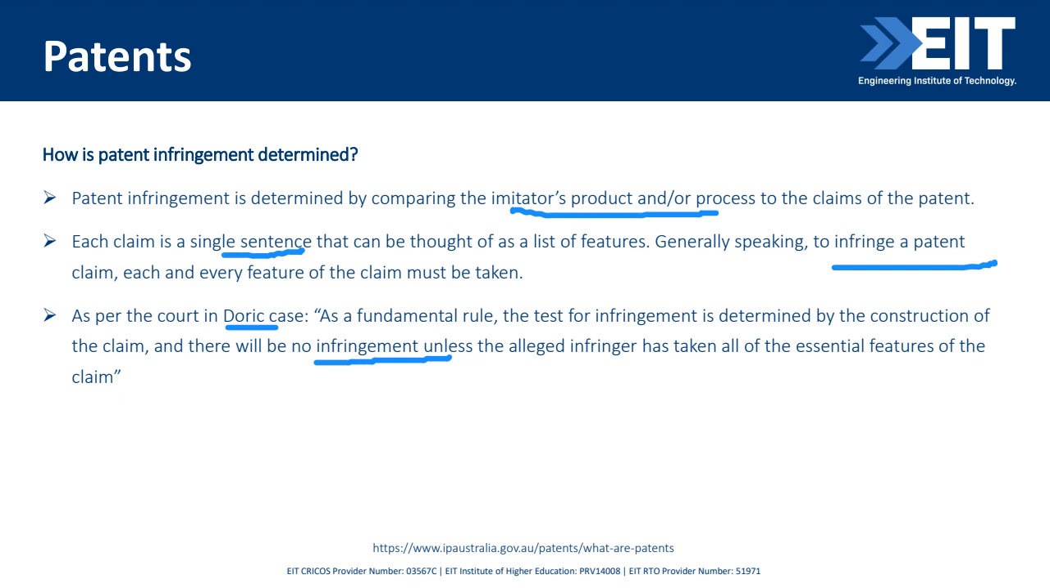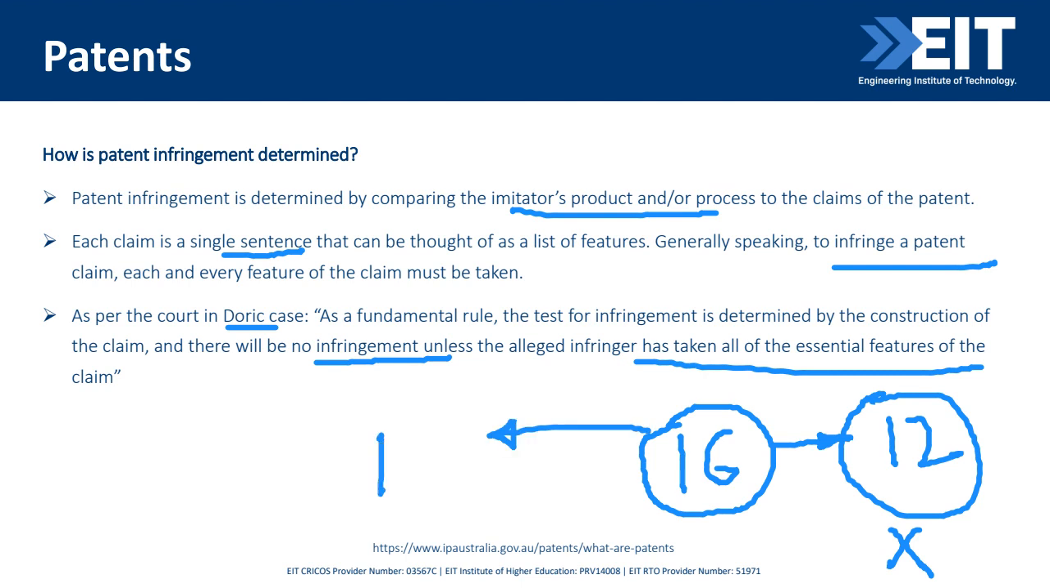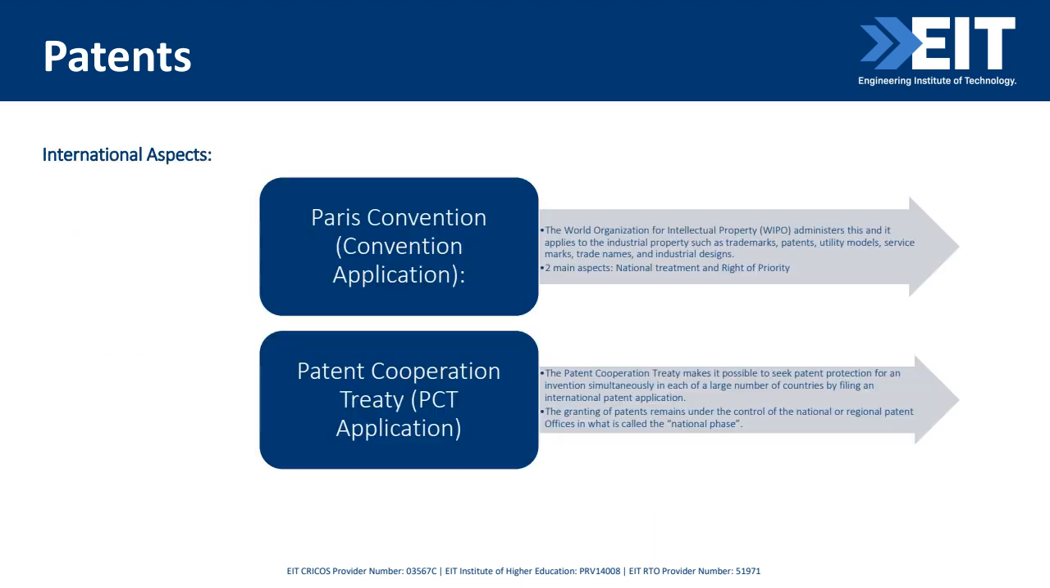So say, for example, you have 16 different claims in your patent application, and the infringer has taken only 12 claims out of 16 in their infringing product, then it's not a case of infringement. In order to have a solid, sound case of infringement, you should at least be able to establish that the infringing product is taking all 16 out of 16 claims from your patent application. So that is patent infringement.